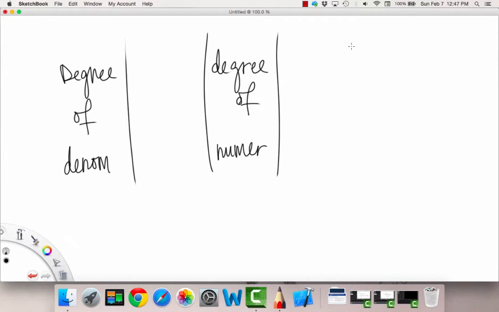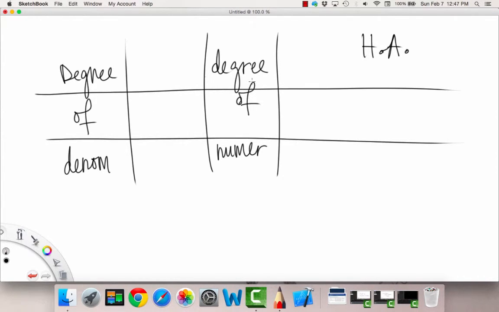Alrighty, and then what happens with our horizontal asymptote? So for the first one, let's say we have, let me make 3 little lines here. Okay, so if the degree of the denominator is greater than the degree of the numerator, then the bottom is going to be growing faster than the top, right? Which means that our horizontal asymptote is going to be y equals 0. Okay, it's going to zero out. Our function is going to zero out at some point.